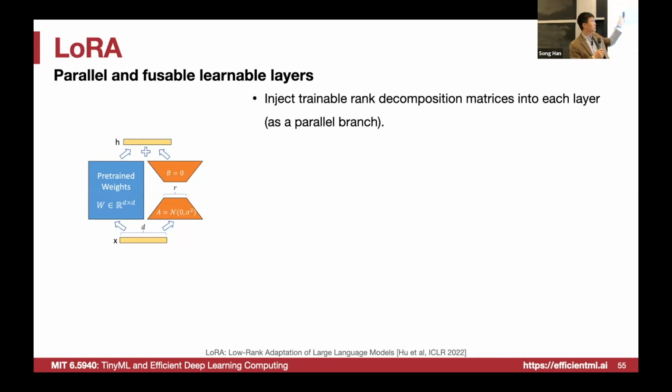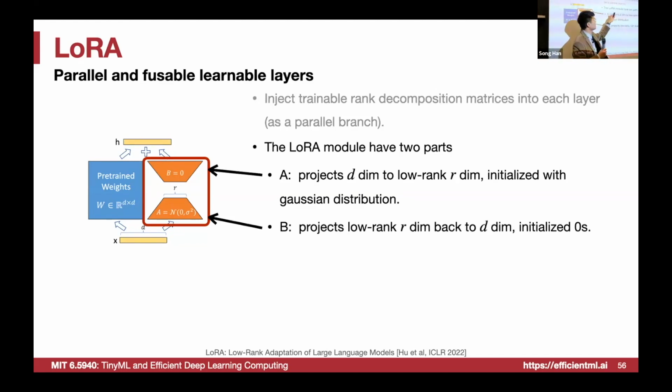Okay, so we have the main branch in blue here. It's a D by D weight matrix. And we have a D by R matrix and an R by D matrix. And after the fine-tuning, we actually fuse these two matrices by adding them back to the original pre-trained weight. Okay, so how do we initialize that? So initially, we initialize the A matrix here with Gaussian distribution. The B matrix, we just initialize it with 0.